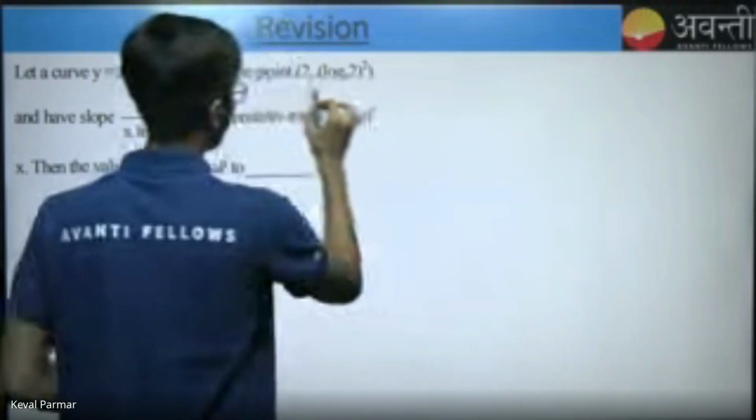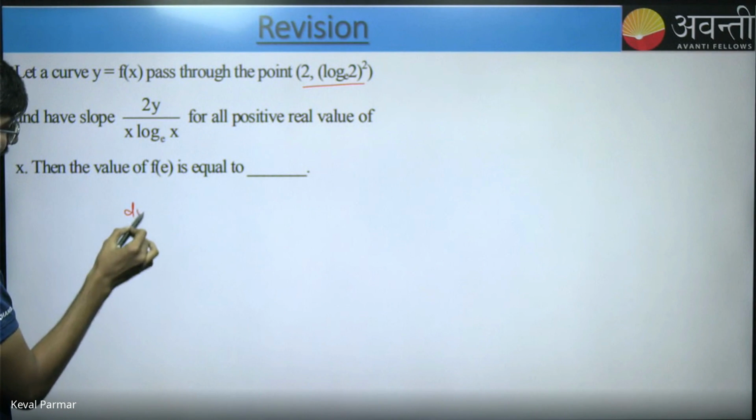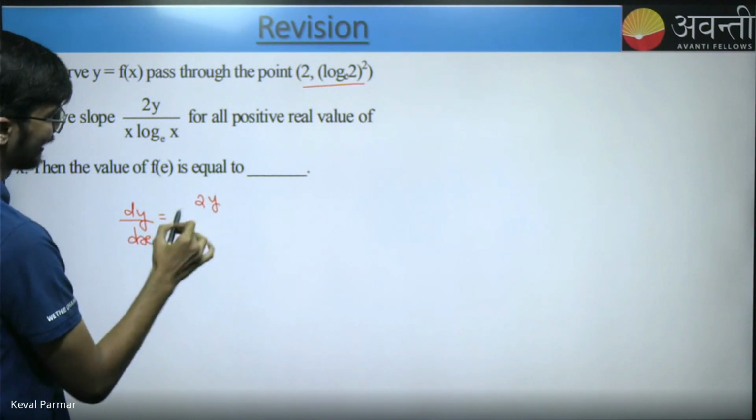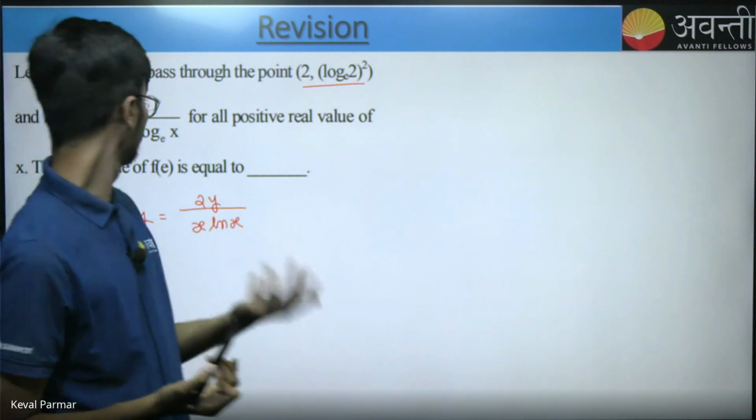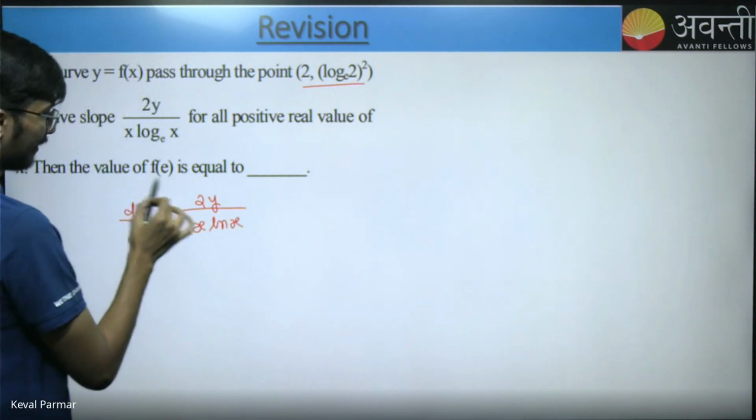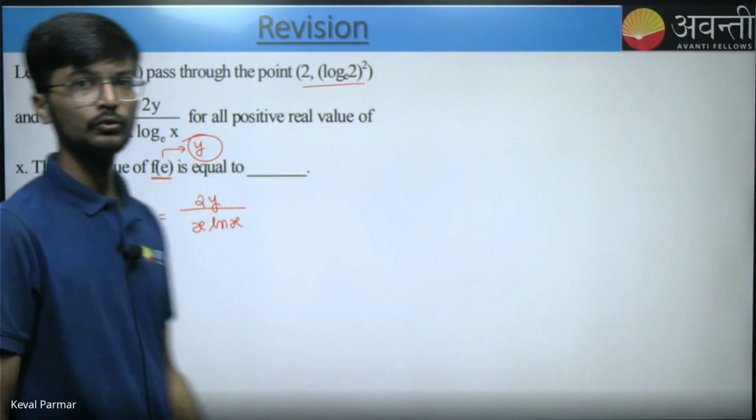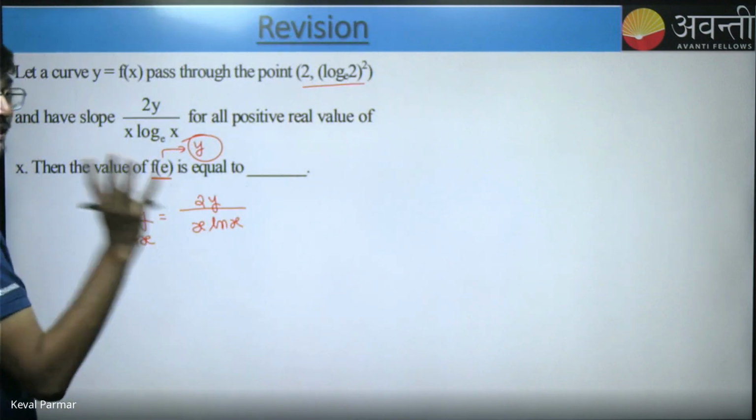This is the point. Okay. Slope. What is slope, guys? Slope is dy over dx. Slope is given as 2y upon x ln x. We have to solve this, simple. Then we have to find the value of f of x. f of x means the value of y. So simple, guys. And the equation is also simple, which is variable separable.